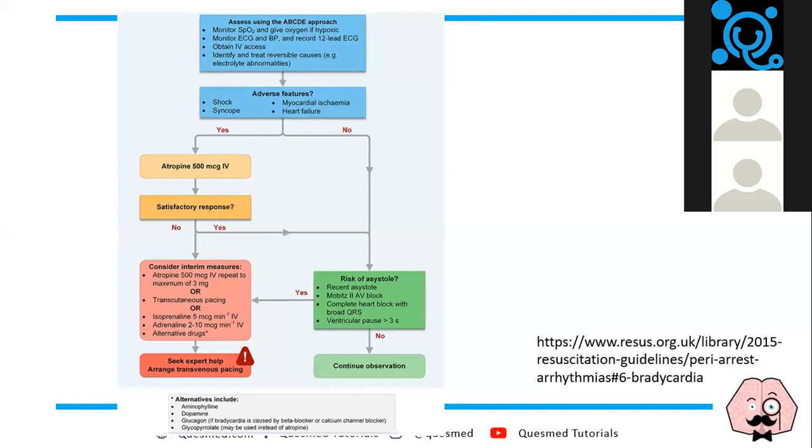If there are adverse features, then we proceed with the IV atropine. If they don't respond to that, like I've said before, you can repeat the IV atropine up to a maximum of 3 milligrams. Or you can consider transcutaneous pacing, or you can think about alternative drugs such as adrenaline or glucagon and things like that. But if you're getting to this later stage, generally that's when you would have intensive care support, you'd have input from the cardiologist. So you wouldn't be expected to manage anything as serious as this, but it's just important to have a general understanding. So we'll move on to the next question.